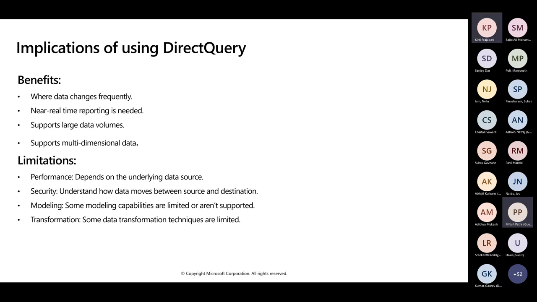And then we have modeling. Some modeling capabilities are limited, which are not supported for that specific data model. And then we have transformation. Some data transformation techniques are limited for certain data sources. So we also have to think about those points when we are talking about pulling out the data and optimizing the query.